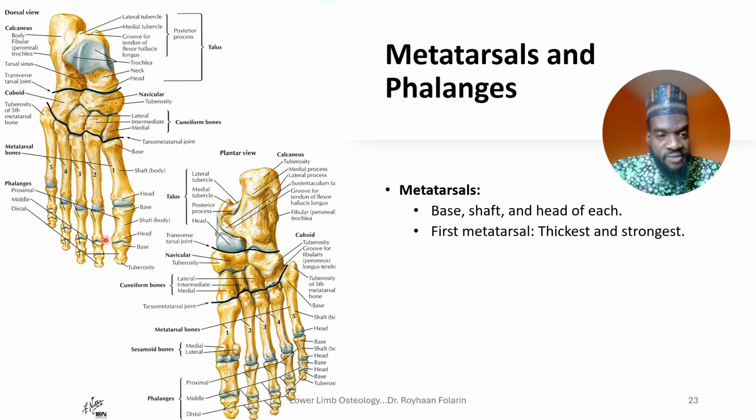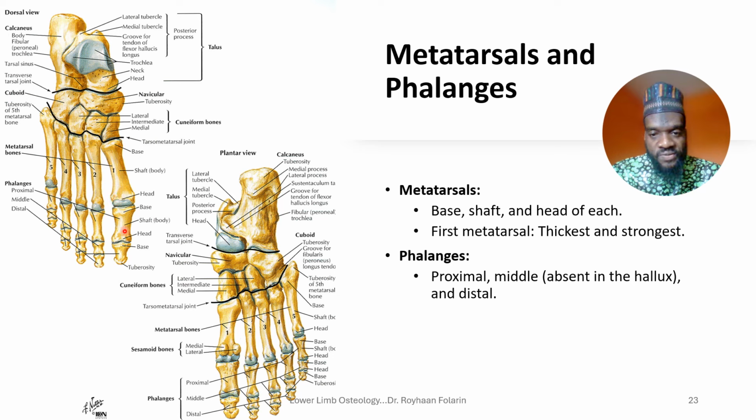And you also have the phalanges. As for the metatarsals, the first metatarsal is the thickest and the strongest. As for the phalanges, they also have a base, a shaft, and a head. There are 3 phalanges on each digit.